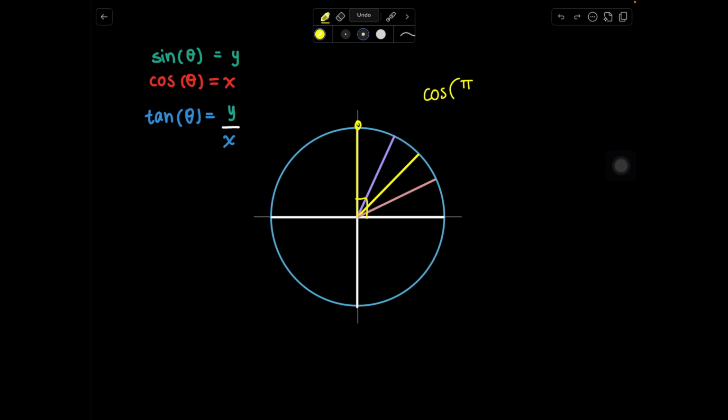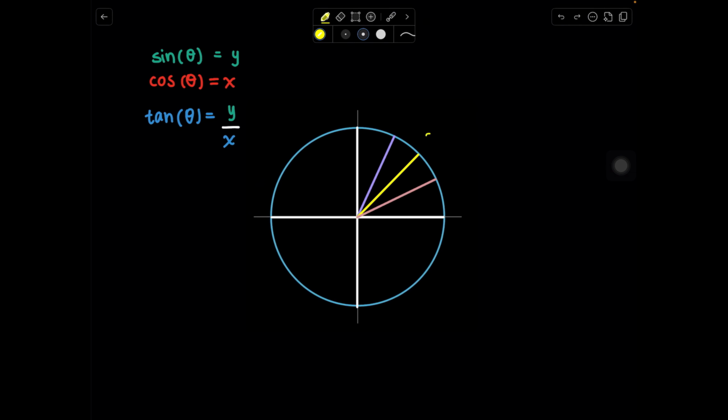But what if they give you an angle that's not at one of these nice spots? What if they give you something like 30 degrees? How are you going to know what the x value there is to figure out cos of that angle? Well, there are a couple of important angles that you need to know the coordinates of so that way you can figure out sine, cos, and tan. And those are these angles.